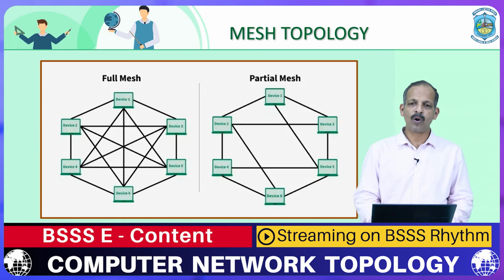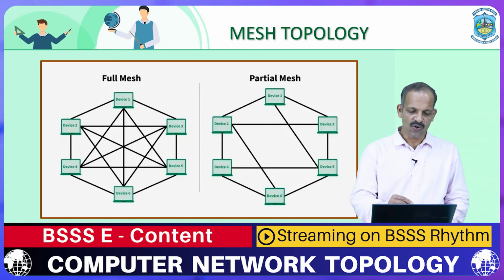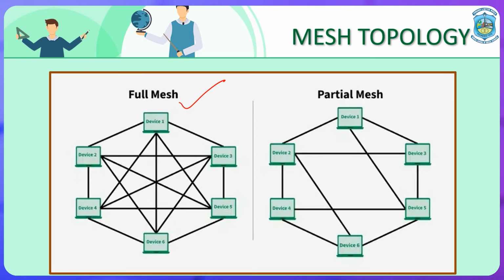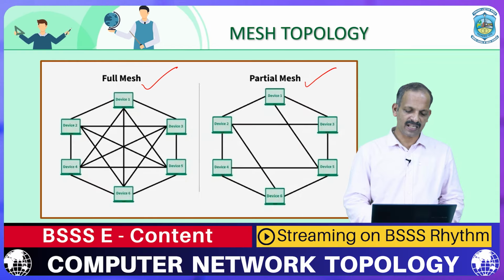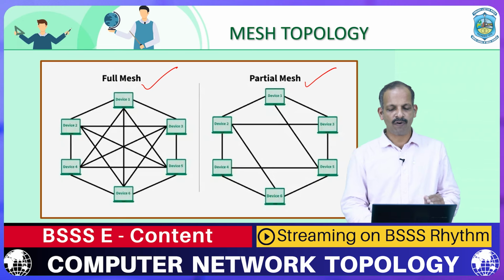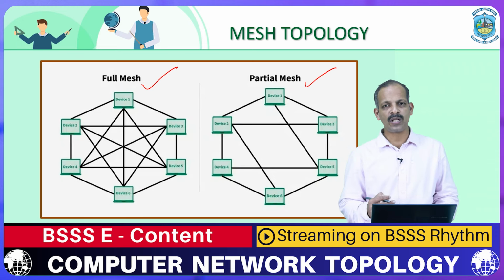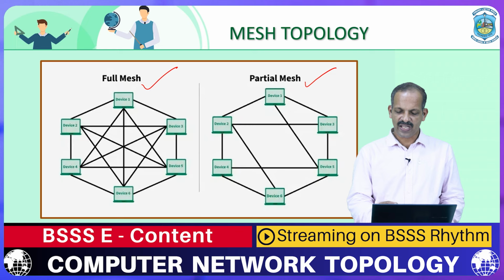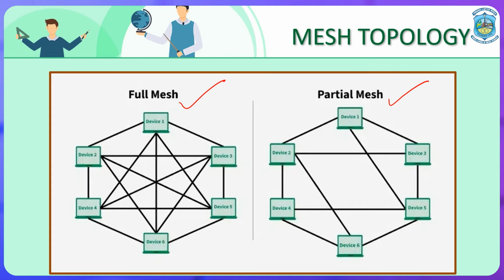Then in the case of mesh topology, there are two types: the first one is called full mesh topology, and the second one is called partial mesh topology. In the case of full mesh topology, when we check that diagram, we can see each system is connected with all other nodes. But in the case of partial mesh topology, with respect to the importance of the system, we can create multiple connections, or one system will connect with multiple users.